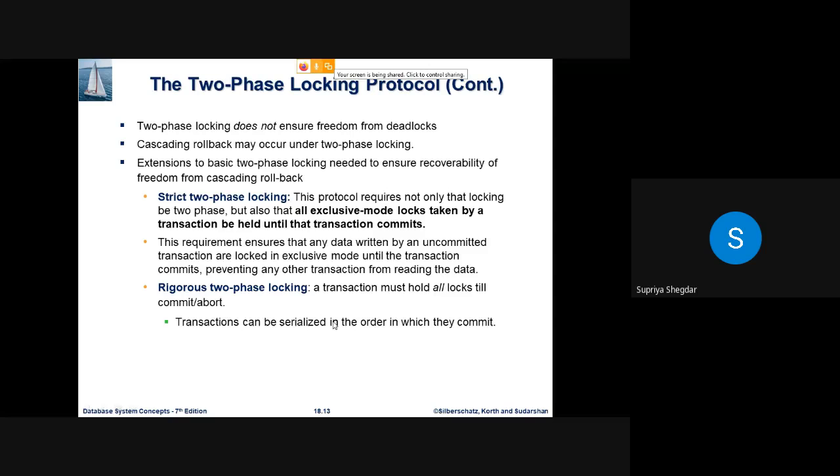In the strict two-phase locking, we know that the exclusive mode locks are held by the transaction until it commits, and in the rigorous two-phase locking protocol, all kinds of locks are held by the transaction until it commits.